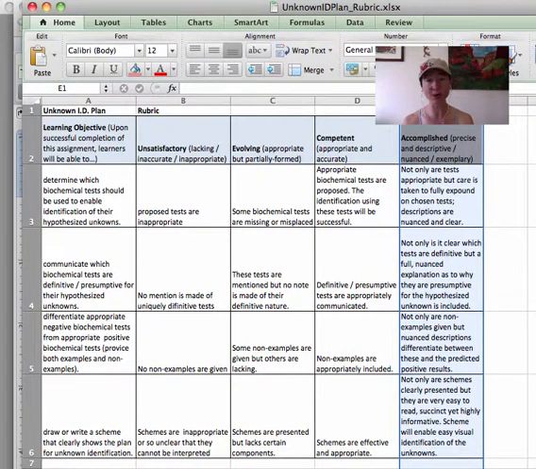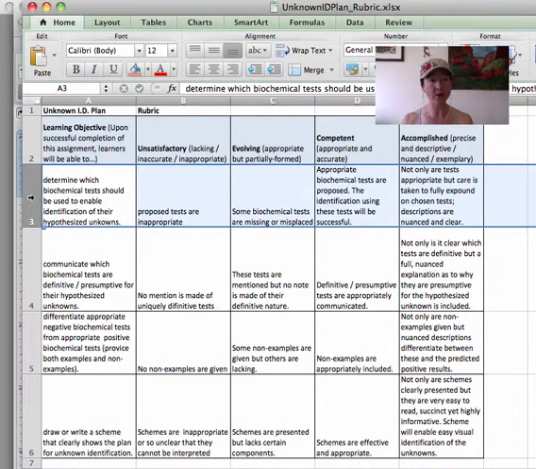There will always be someone that goes that step beyond. So we're talking about very precise, very descriptive work. It is nuanced, it is exemplary, and that would be your sort of 100% category. So let's go through each one of the rows as well.